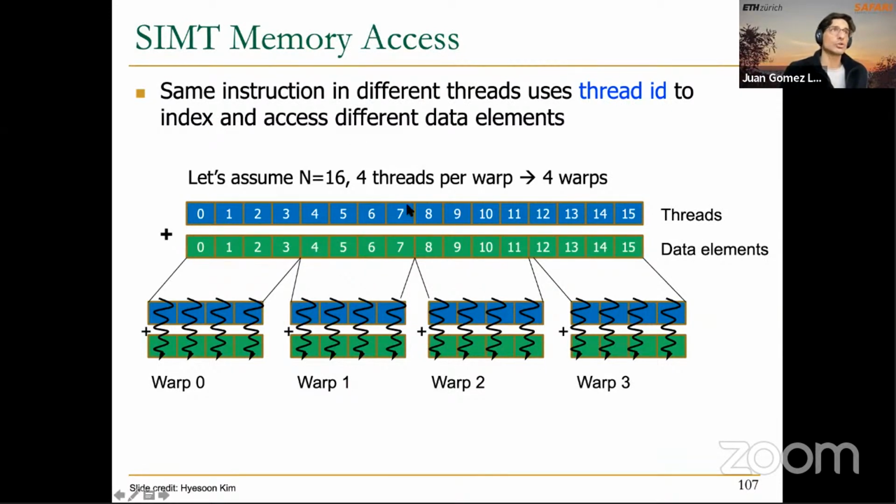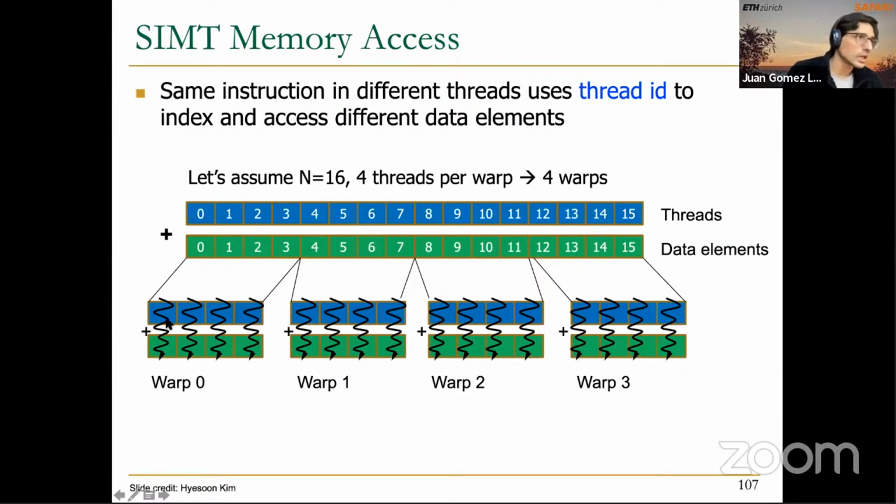And here you have a super naive example. Imagine that this is just like a vector addition where we perform the element-wise addition of these two arrays of 16 elements. Let's assume, for example, 4 threads per warp instead of 32. So what we would do is assigning this part of the input arrays to warp 0, this part to warp 1, this part to warp 2, and so on.